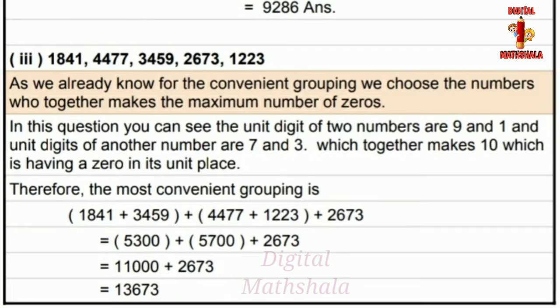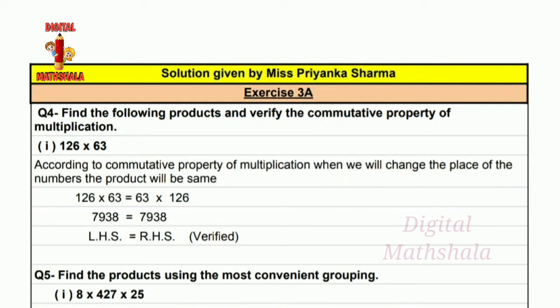Now we will move to the next question. The next question is question number 4. Find the following product and verify the commutative property of multiplication. Here two numbers are given, 126 and 63, and the operation is multiplication. As you know, in the commutative property of multiplication, if we change the place of the numbers, the product will come out the same. It will not affect the result.